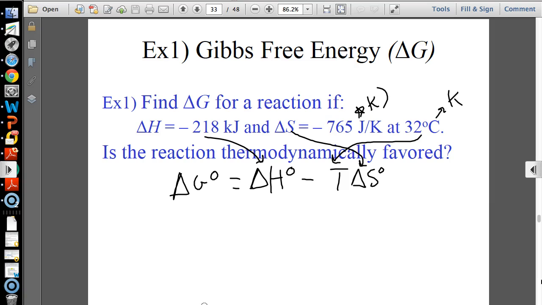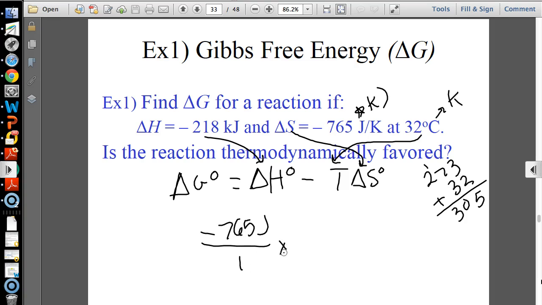My temperature is going to be 273 plus the degrees Celsius, so 305 is my temperature. And then the entropy, I'm going to need to convert that to kilojoules. Basically, you're dividing by 1,000.